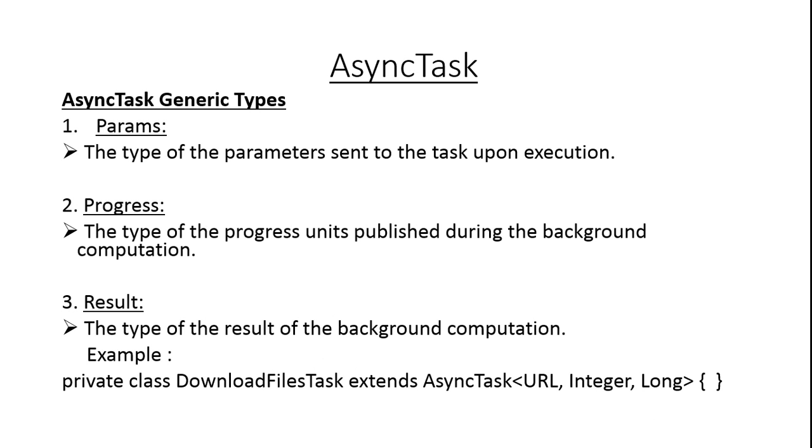Here is a simple example that demonstrates the generic types of AsyncTask. Here is a class called DownloadFileTask that extends AsyncTask, and here are the generic types used by the AsyncTask. The first one is params, it is URL, and the second argument is progress, and here the type of the progress is integer, and the last parameter is the result, and here the type is long.